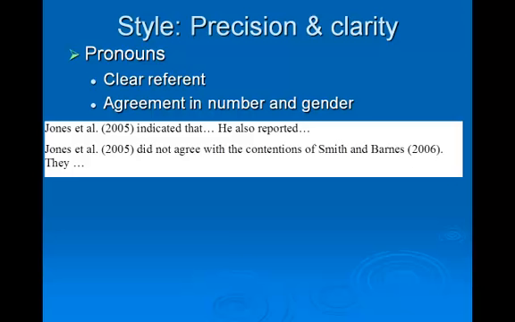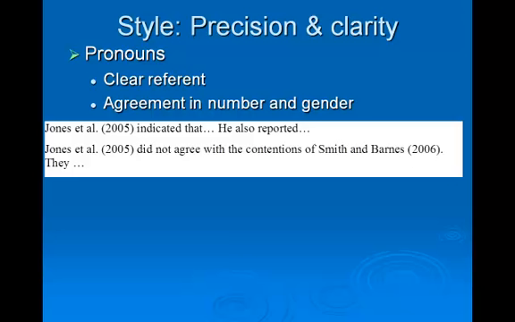Examples here: we have "Jones et al. indicated that blah blah blah. He also reported blah blah." Two things here. Jones et al. isn't a person. Jones et al. is Jones and the rest. So that's a plural. So Jones and the rest indicated that they also reported. Okay, so make sure the pronouns match in terms of number.